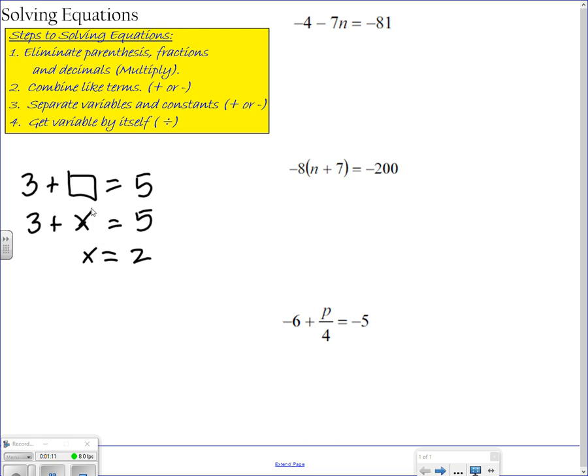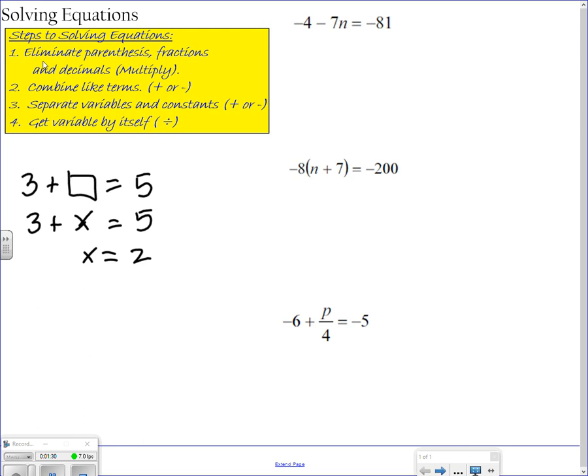Now, this is a very simple problem. Problems like these tend to be more complicated. So we have to develop a system to solve these types of equations. The system is the following. Follow the 4 steps to solve equations.